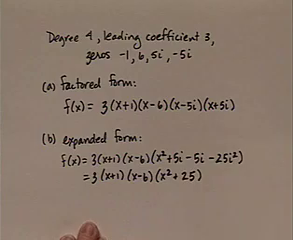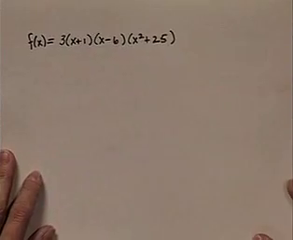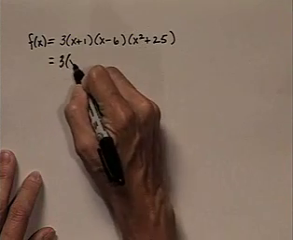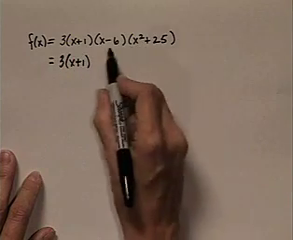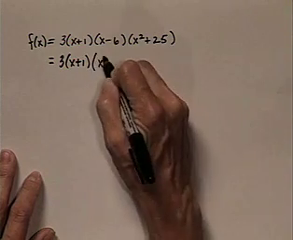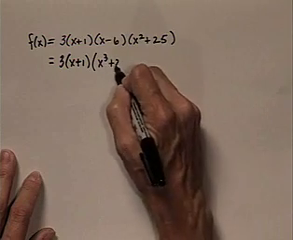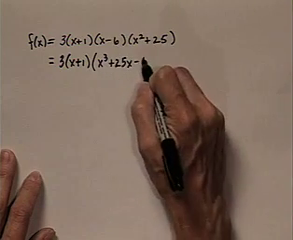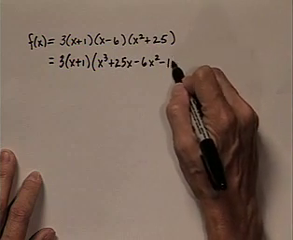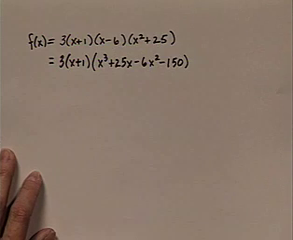Now I've got to keep multiplying, so let's continue with this. This is f of x. Let's multiply x minus 6 times x squared plus 25. So we'll hold on to our 3 and our x plus 1, and we'll use the distributive property or FOIL method here. I get x cubed plus 25x minus 6x squared minus 6 times 25, which is 150. If there were any like terms here, I'd be sure to combine them.